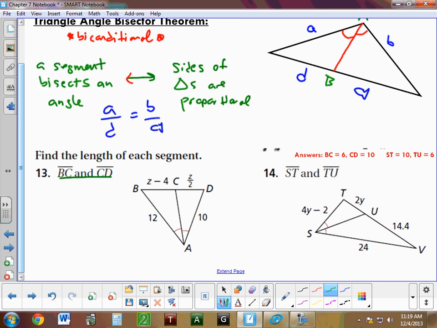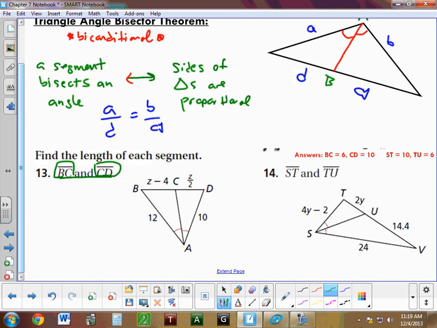So again, some of you guys, when you do your examples and your quizzes and your tests, when you get the letter, make sure you plug it back in. So we are asked for segment lengths here. So at the end of the question, I'm going to make sure that I plug these back in and actually find what I'm being asked to find.